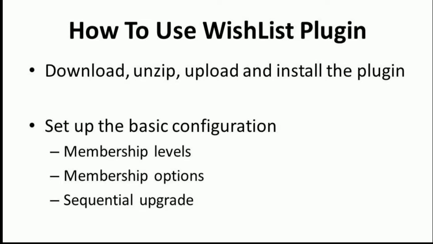Once you've done the installation, go to the dashboard of the plugin to set up the basic configuration. You can set up the membership levels like Basic, Pro, and Deluxe to charge different pricing. Other than this, Wishlist has flexible membership options. You can customize the type of membership you want to offer, such as free, trial, paid, or any combination of all three. You can set up the sequential upgrade for the members as well.